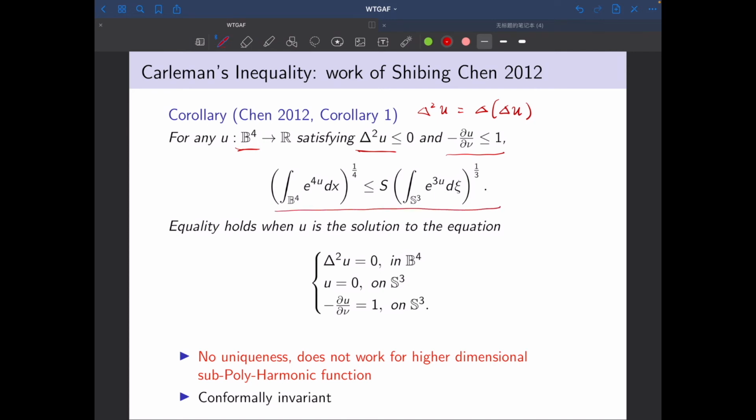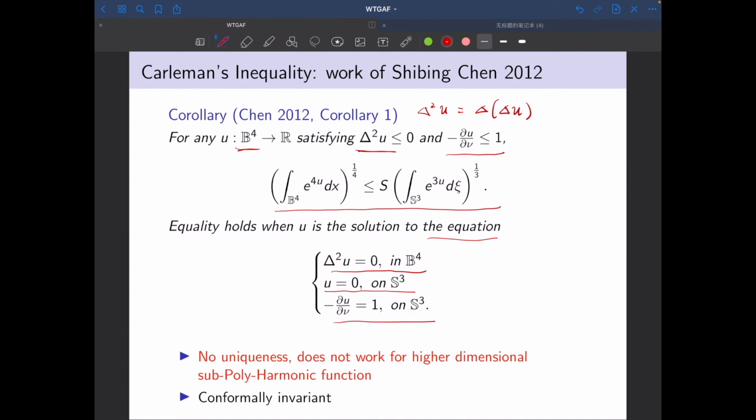He obtained the exponential inequality like this, but he did not obtain uniqueness for this inequality. He only proved that the equality will hold when u is a solution to the equation over here. In particular, u is supposed to be biharmonic in the interior, and also u equals 0 on the boundary, and the normal derivative is -1 on the boundary.